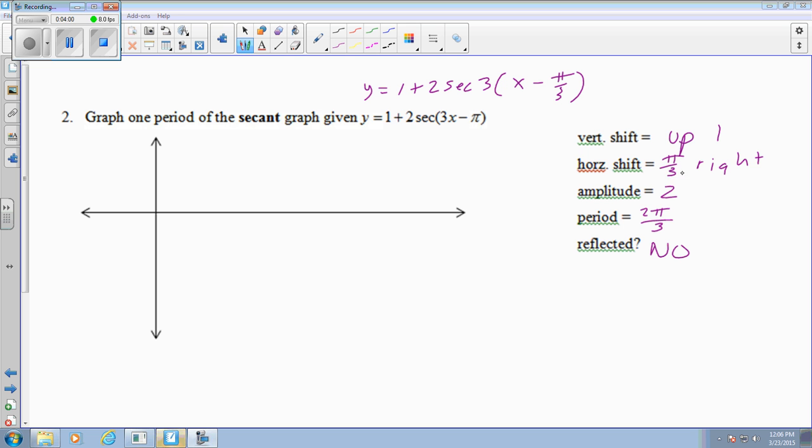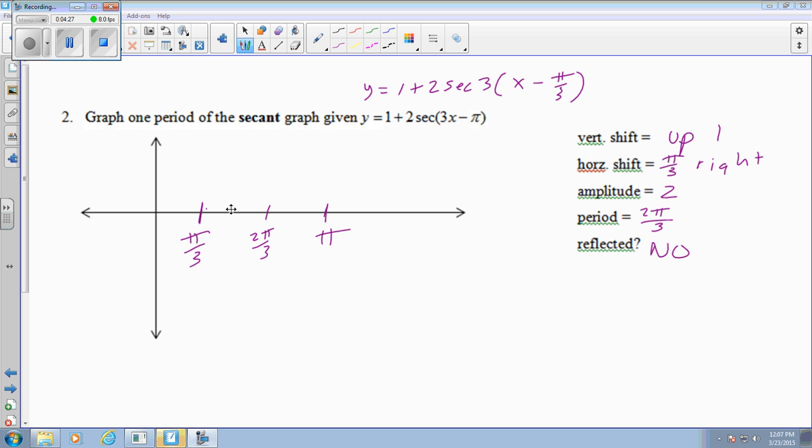If we are pi over 3 to the right, I'm going to put a line right there. We'll call that pi over 3. That's how far we've moved to the right. If our period is 2 pi over 3, if we're starting there and we're going another 2 pi over 3 over, we end up at pi. Because pi over 3 plus 2 pi over 3 gives me pi. So halfway between there is going to be 2 pi over 3.